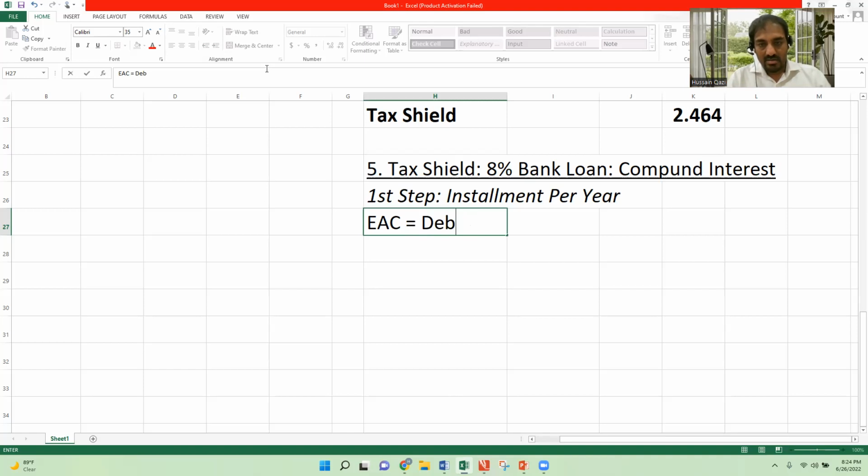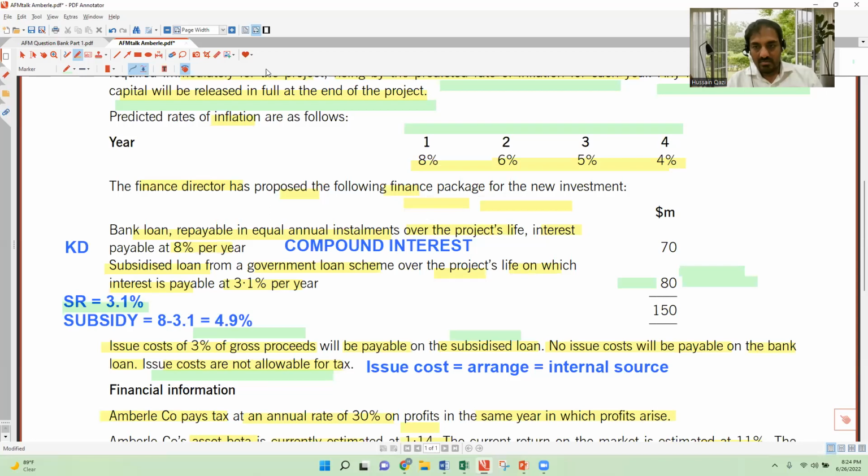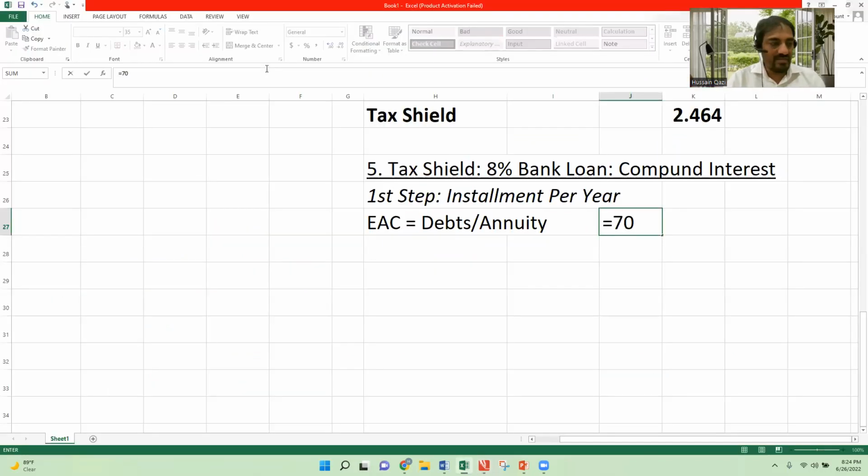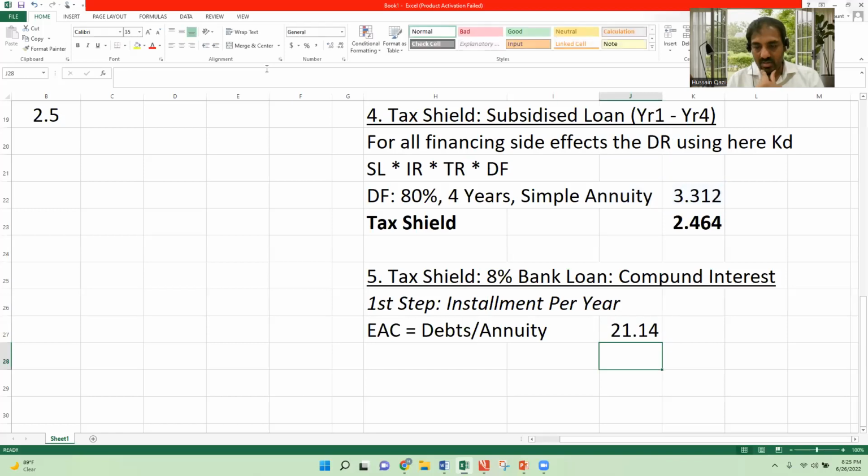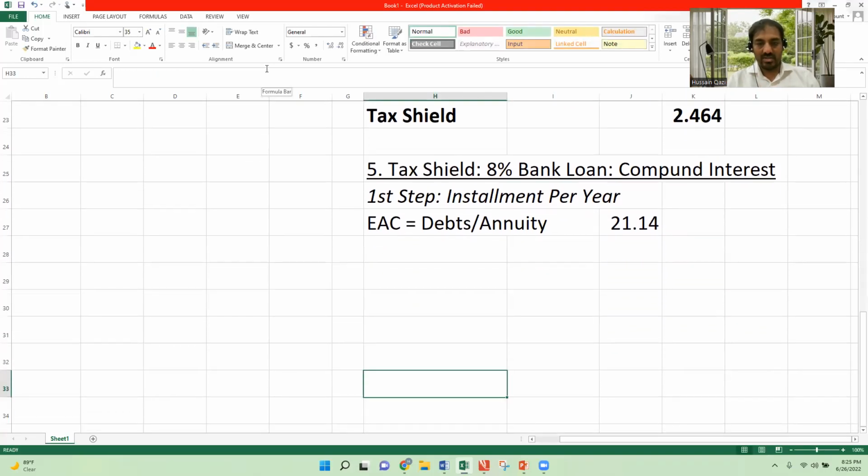debts divided by annuity. So it's very simple. It is equal to debts. How much are the debts here? Bank loan is equal to 70 divided by 3.312. Simple. 21.14. That's a basic concept.